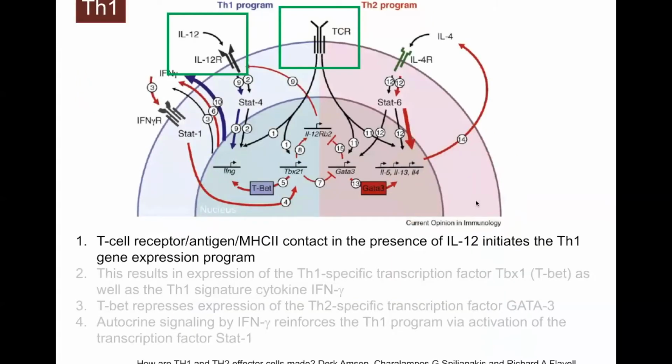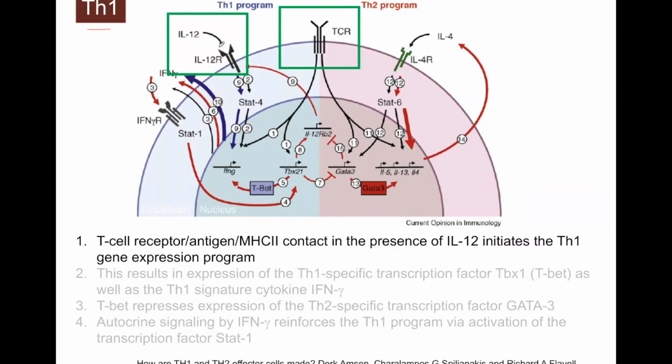So let's see what we have here. This is a rather complex-looking diagram, but let's just focus on one small part at a time. As you can see, what we're looking at first of all is the Th1 program. As we've heard before, it all begins with IL-12 in the company of the activated T cell receptor. And we can see that in these two green boxes.